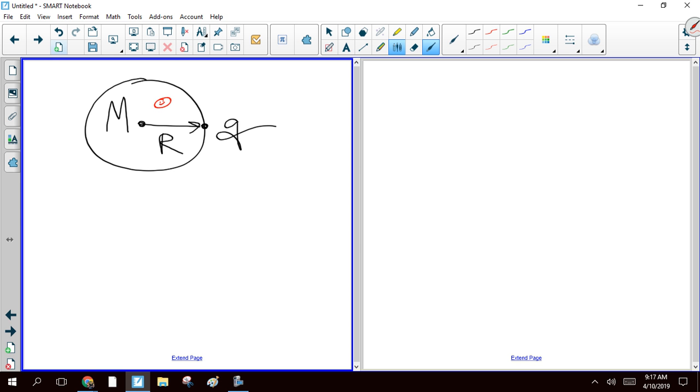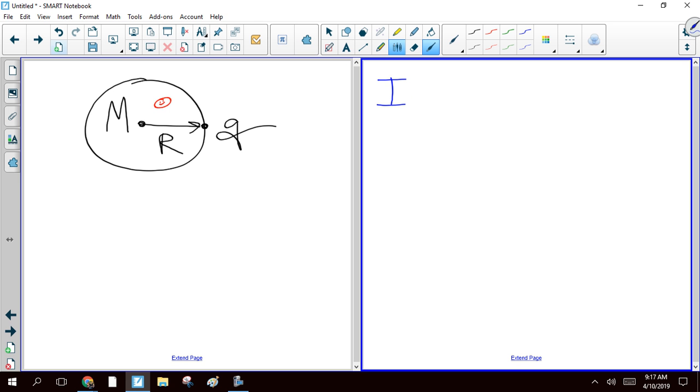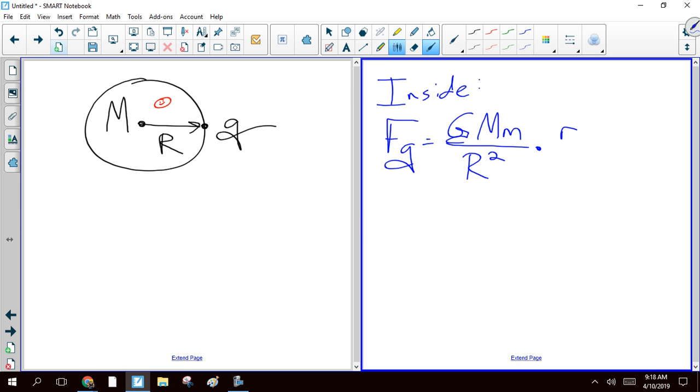All right, so here's the trick. Inside a sphere, the force of gravity is G times the mass of the planet times the mass of the object, your mass, divided by R squared. And then it's just times the radius that you're at from the center divided by the radius of the whole thing. So in other words, if you're halfway out, you're going to have half of the force of gravity. Follow? All right, the proof behind this is a little bit more involved, but I showed it in the video.